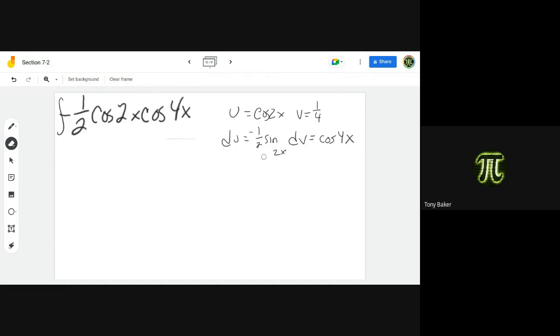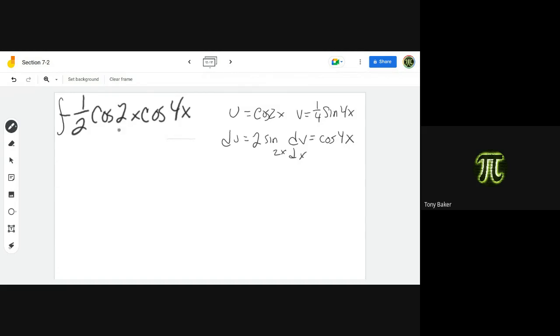Actually, that's not negative 1/2, because that's the derivative. I'm stuck in the integrals. So that's just 2 sine 2x. This one's 1/4, and it's sine 4x. Yeah, I'm still going to end up having this.